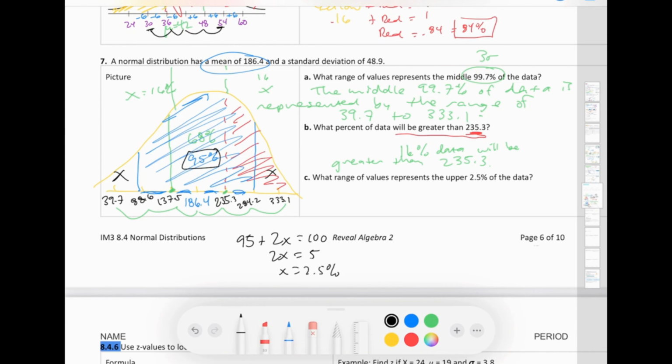So that, what value though? The upper, so that means going towards the right, so it would be this number. These two numbers. Let's see, that says try again. The upper 2.5% of the data is between, we said that in yellow, 284.2 and 333.1.